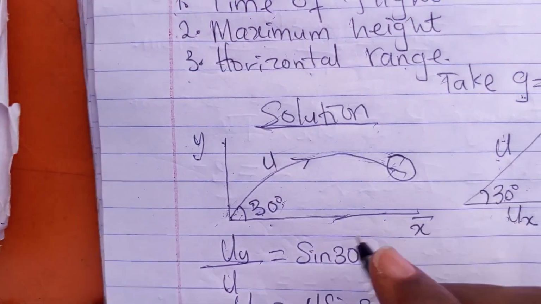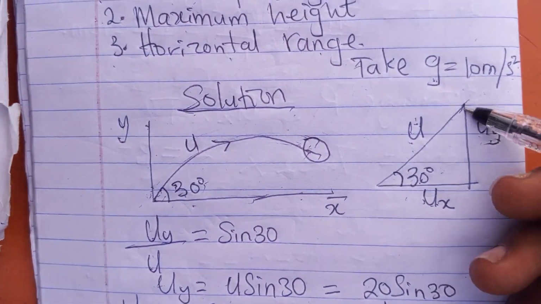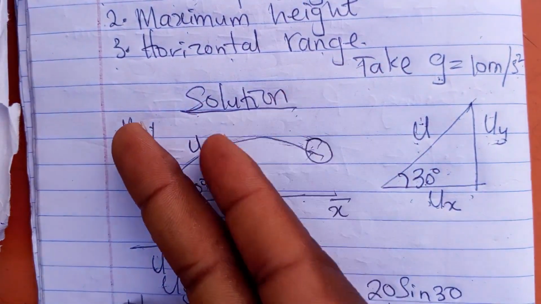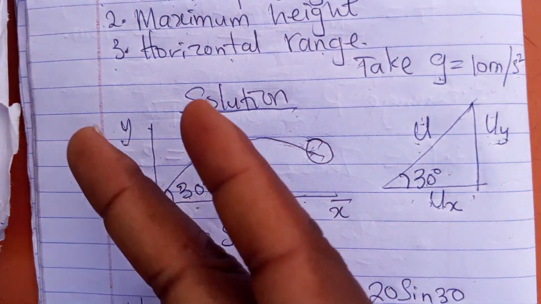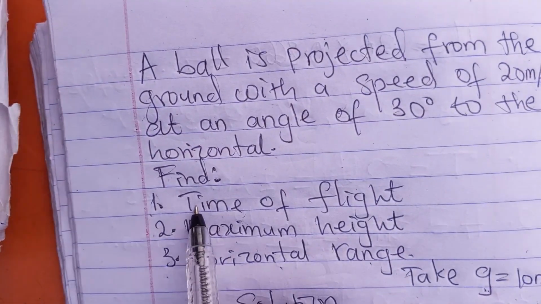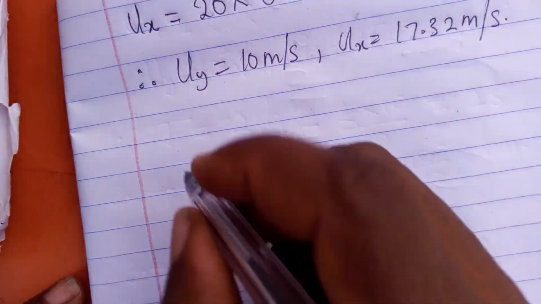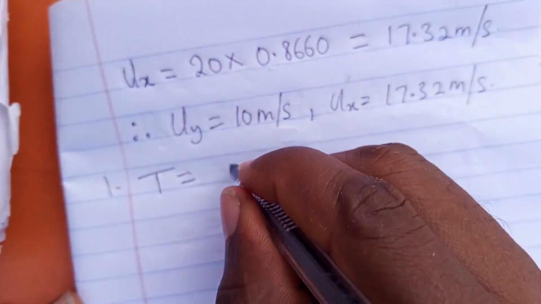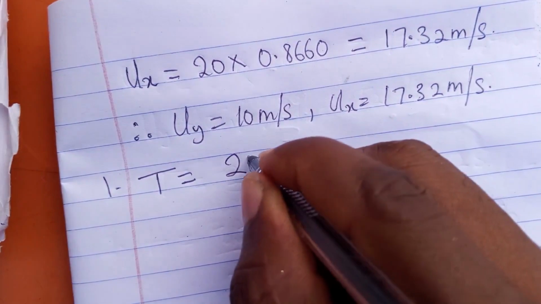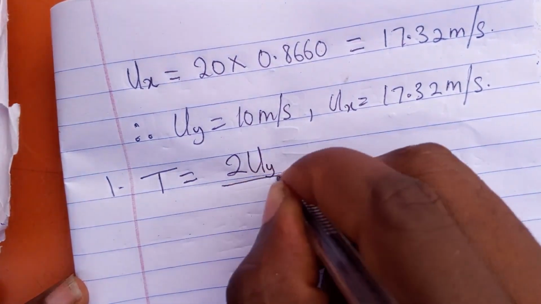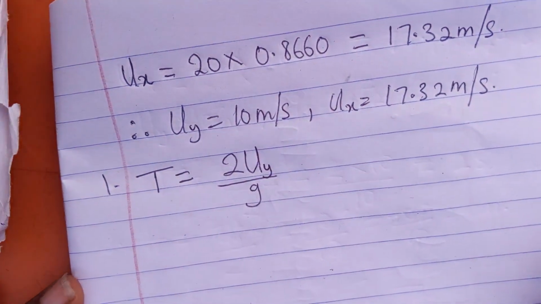So we go back to the problem. Since we have found the vertical component and the horizontal component, because it is two directions we are looking at, the vertical and the horizontal. Now come back to the question, time of flight. It has a formula. The time of flight is given by 2 times the vertical velocity divided by acceleration due to gravity.